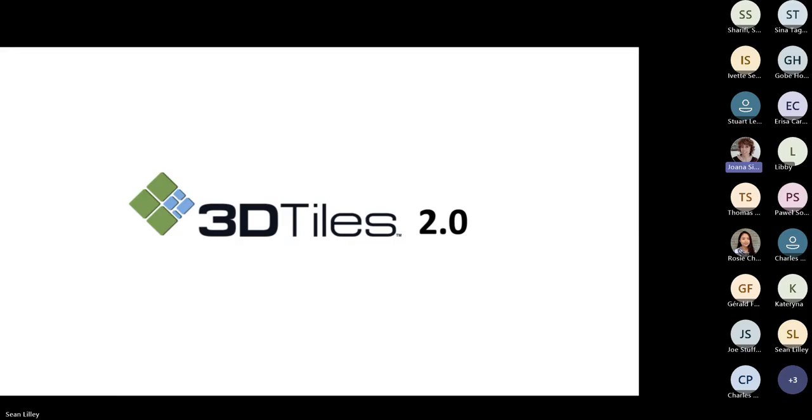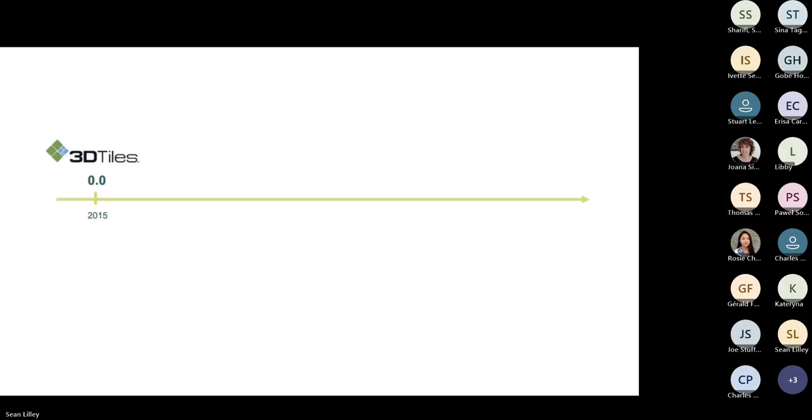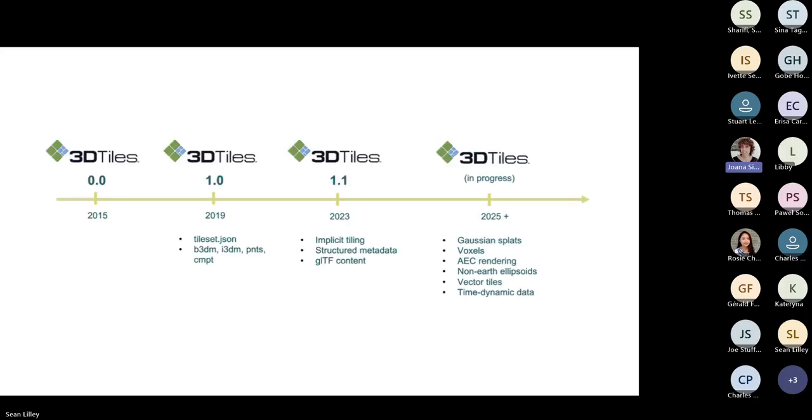And then we're currently in the process of defining 3D Tiles 2.0, which is actually one of the major themes of the code sprint as well. So this is what 3D Tiles has looked like over time. It started in 2015, that was the 0.0 version. It became a community standard in 2019, when we released 1.0. And then in 2023, we did 1.1.